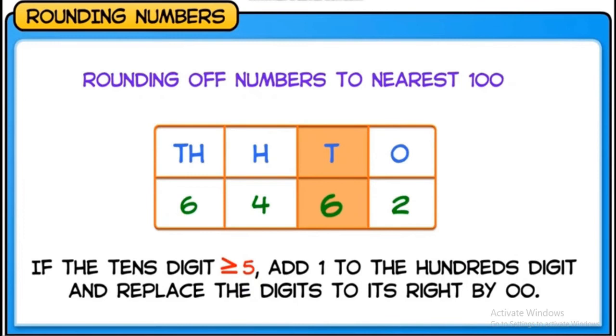If the digit at the tens place is 5 or greater than 5, add 1 to the hundreds digit and replace all the digits to its right by zeros. Thus, the number 6462 rounded off to the nearest 100 is 6500.